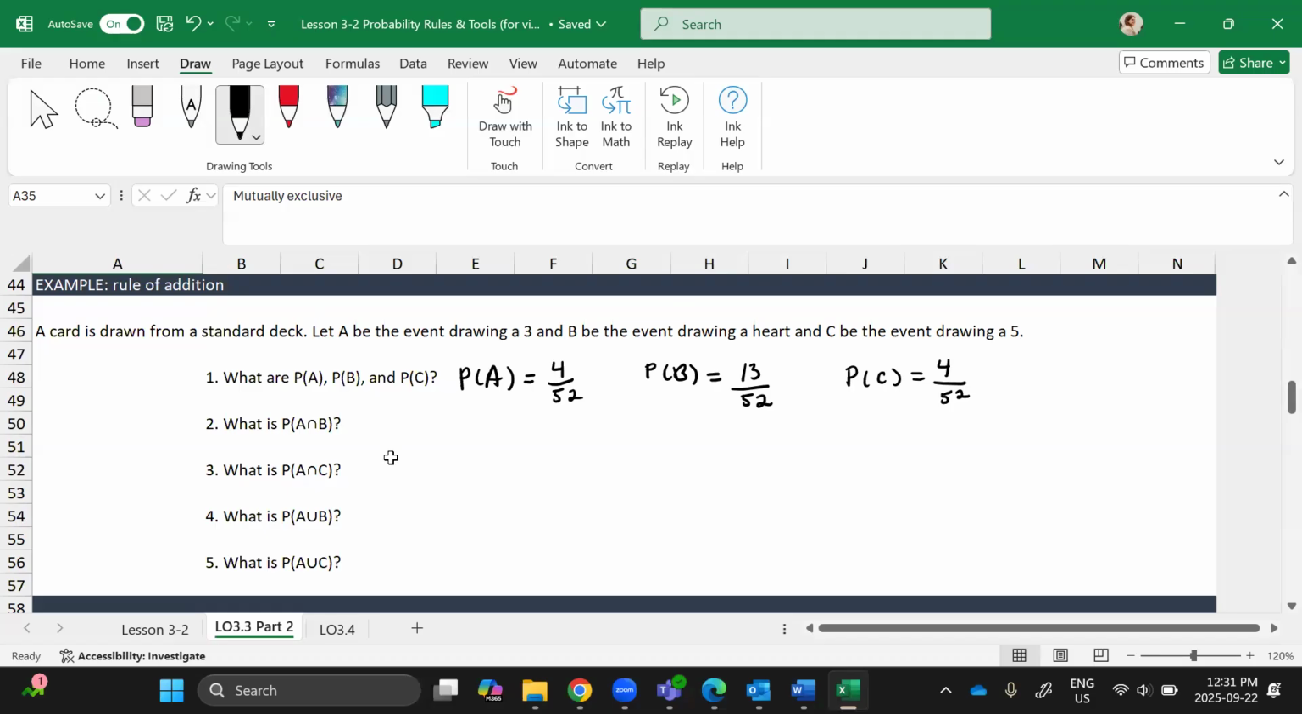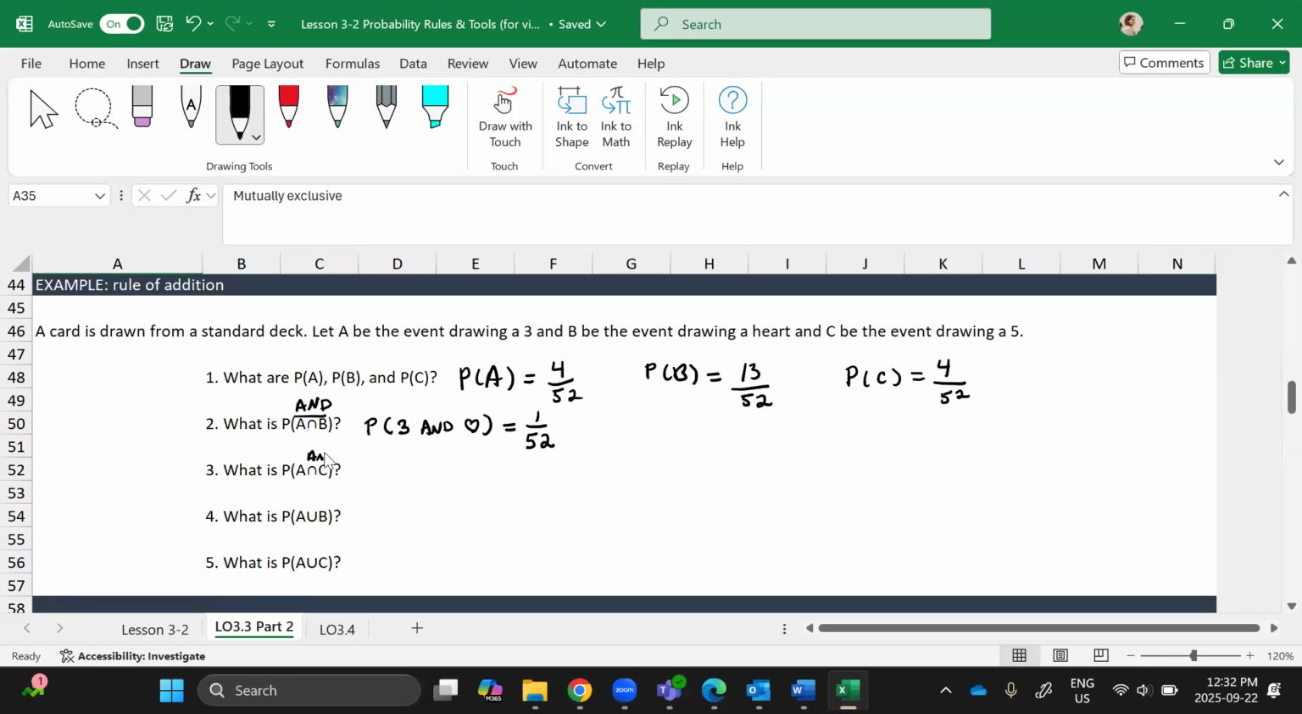What is the probability of A and B? That intersect symbol means and. This is asking you for the probability of a 3 is A and a heart. So to be both a 3 and a heart, there's only one way to do that. You get the 3 of hearts, 1 in 52.